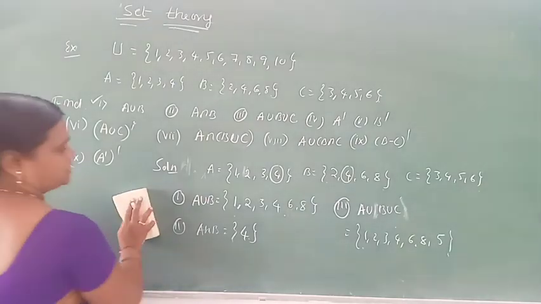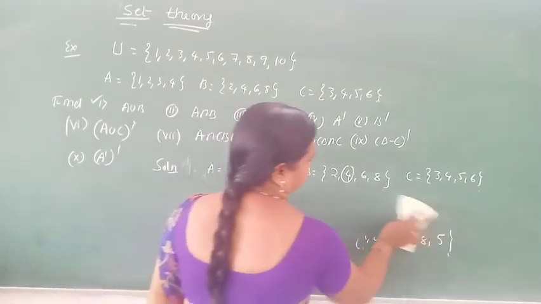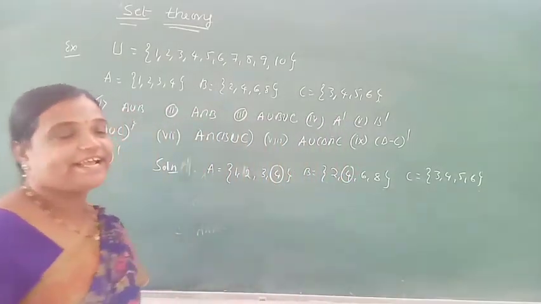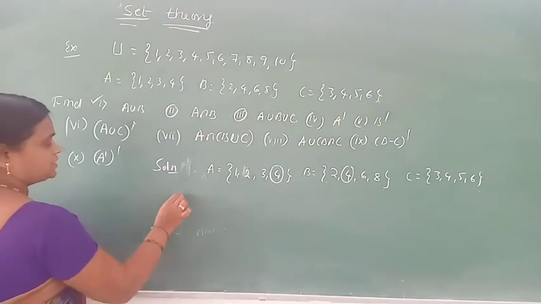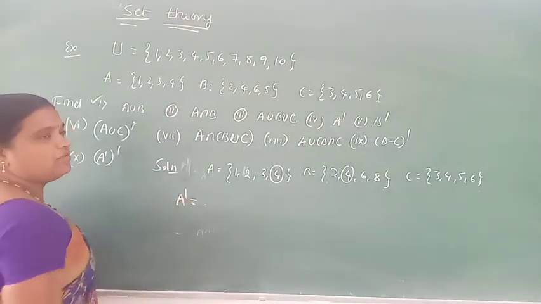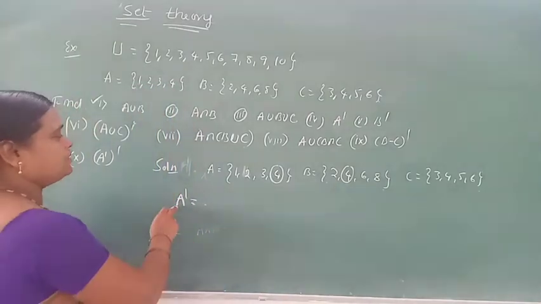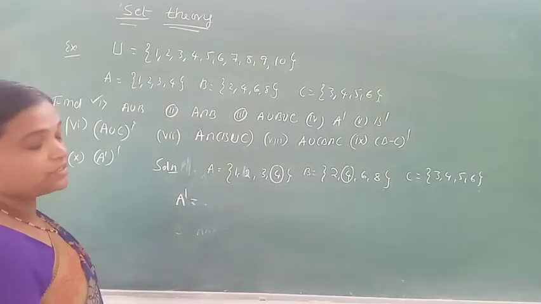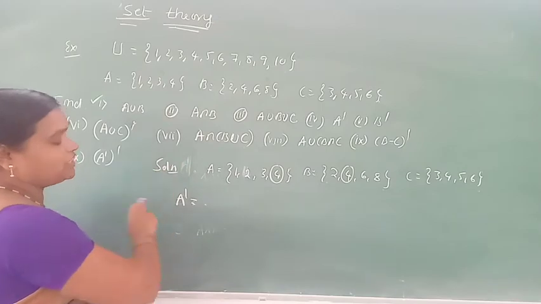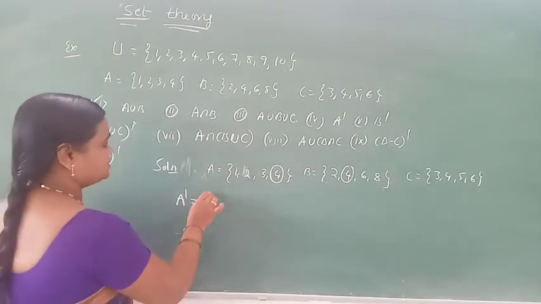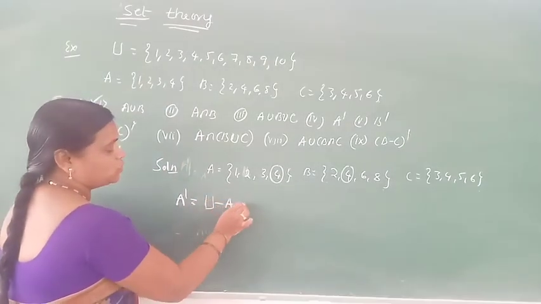Okay, and the next step is A dash, the calculation of A dash. We know that the complement set A dash has elements present in U but not in A. That is A dash, which we can represent as U minus A.